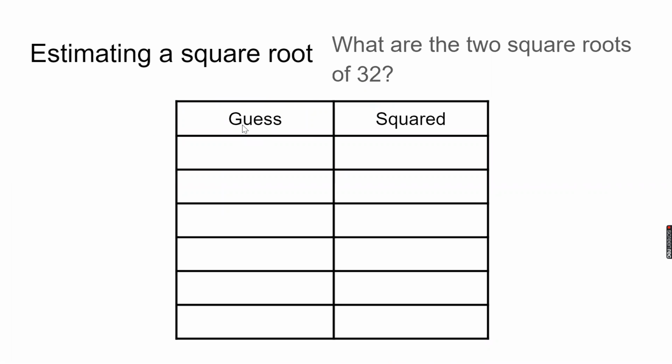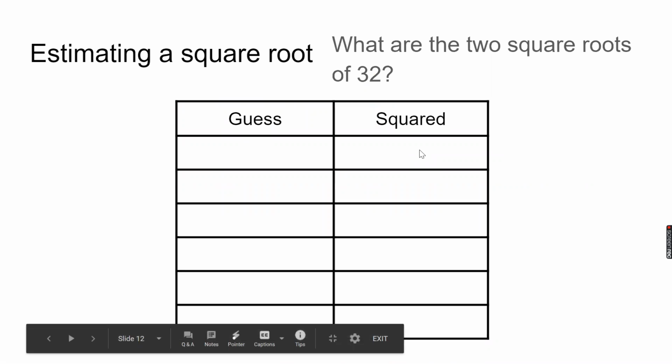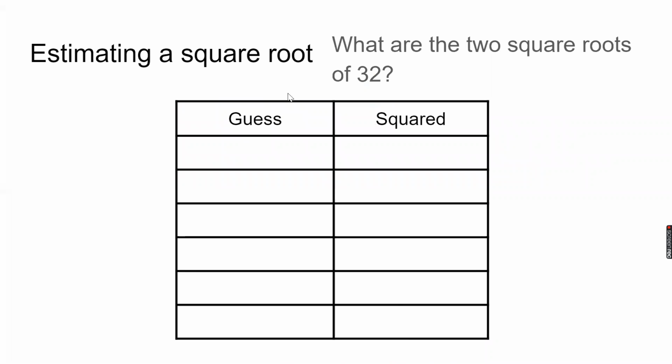So why don't you try this problem? You're estimating the square root of 32. So figure out what two perfect square roots that's between, and then guess whatever it is, 0.5, and just keep going down until you get what the 10th is. So go ahead and try it out.